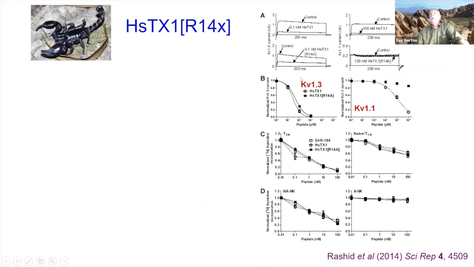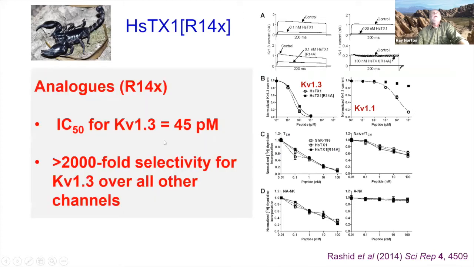So there isn't time to go through all these data, but it's IC50, as you can see here, for Kv1.3. This is all by electrophysiology. Its Kv1.3 IC50 is 45 picomolar, and it has more than 2,000-fold selectivity for Kv1.3 over all other channels. So it's better in that respect than dalazatide. It's about the same potency, but much more selective and much easier to make, I should say.